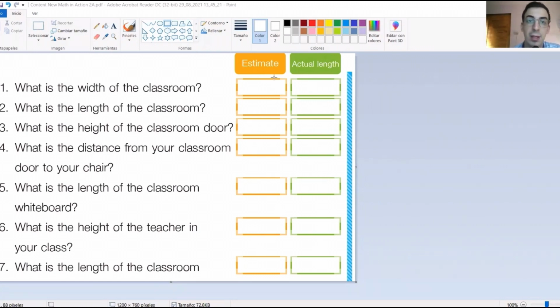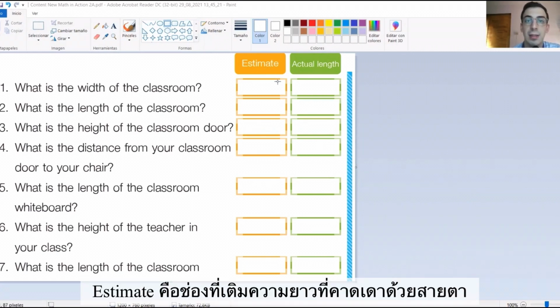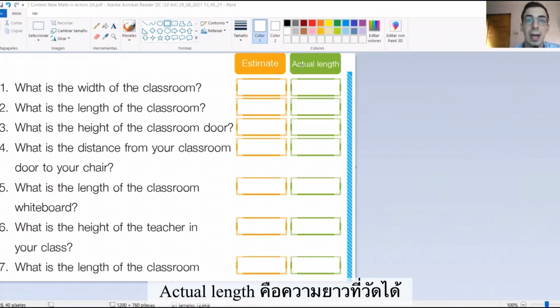Okay, the estimate is the length or the height that we guess is the right one, but we are not sure. Watching it, what do we think, how tall do we think it is? And the actual height, the green column, is the real, the accurate length or height of these objects.